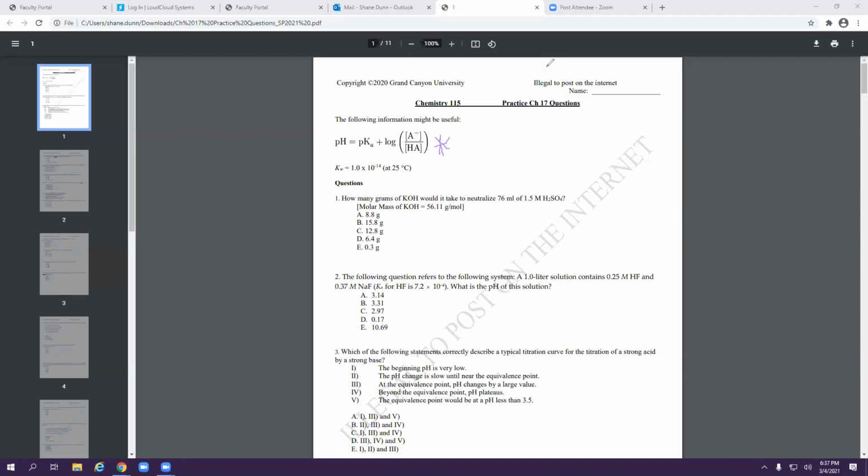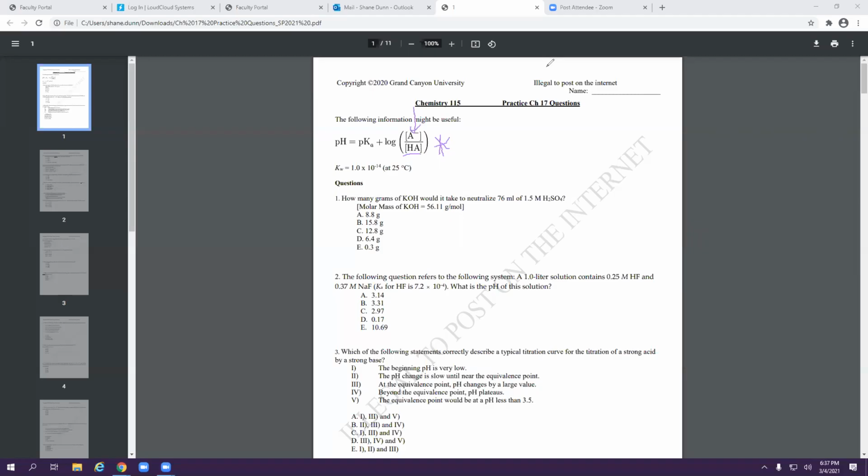Now, a buffer is what, guys? Resist the change in pH. But what is a buffer? It has to have two components: a weak acid, HA, and an A minus, its conjugate base. So you're going to use the Henderson-Hasselbalch equation if you have a weak acid and its conjugate base left.